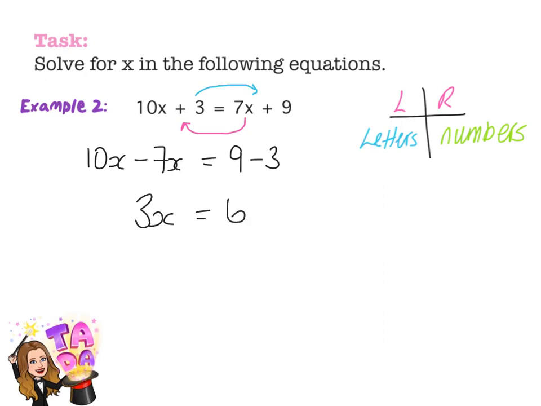So now I'm dividing by the number 3 because that's the number in front of my x, and we always divide by the number in front called the coefficient, the number in front of the variable. So I divide both sides by 3 because remember my rule is what I do to one I must do to both. So I'm left with x equal to 2. So my final answer is x equals 2.